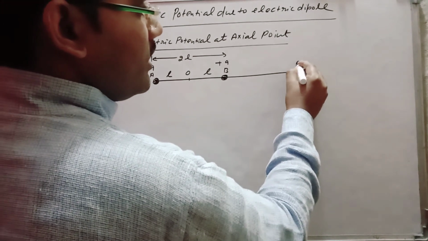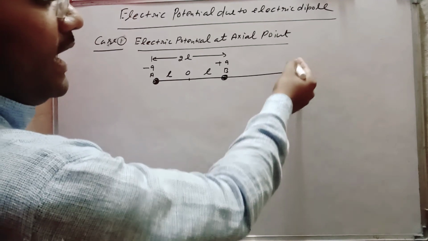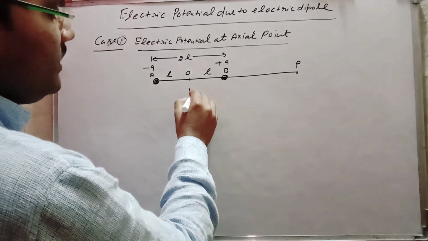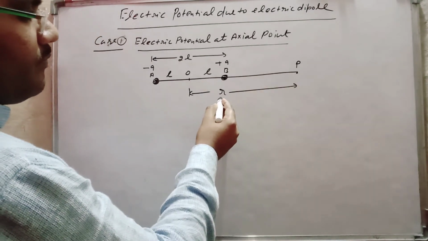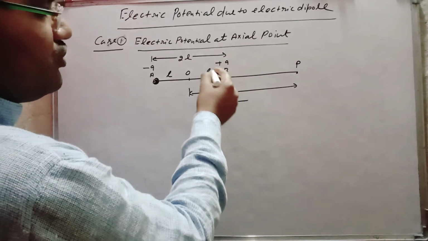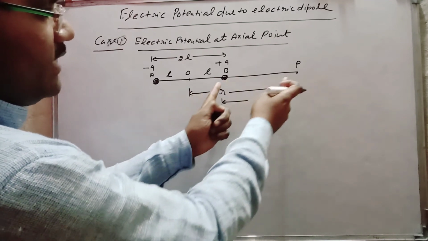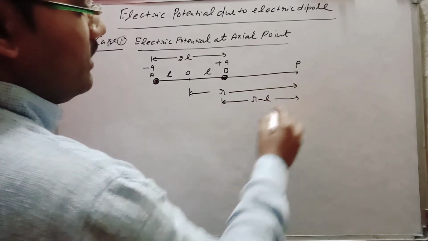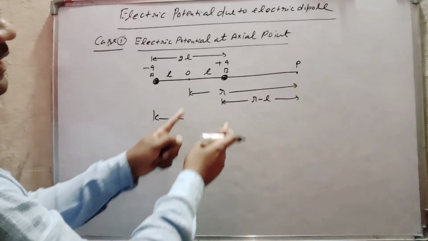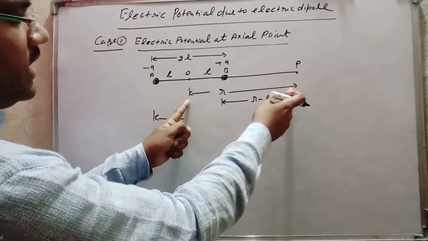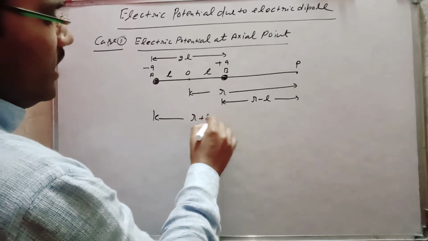Now here we take a point P on the axis of the dipole. This point P is called the axial point. Let the separation between O and P be R, then the separation between charge plus Q and P is, this one is R and this one is L. That means this separation is R minus L. And the separation between minus Q and P: the separation from O to P is R and the separation between A and O is L. That means this one is R plus L.